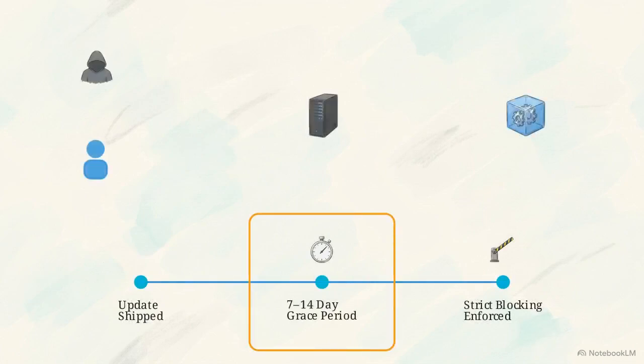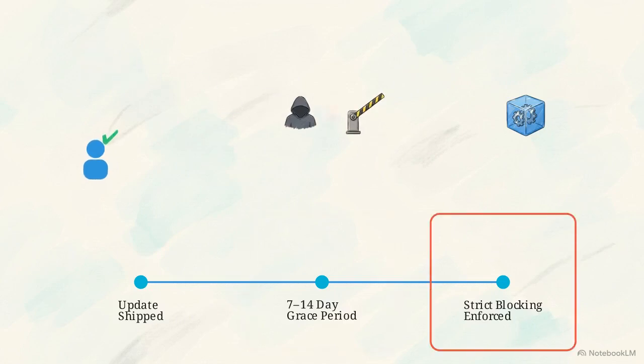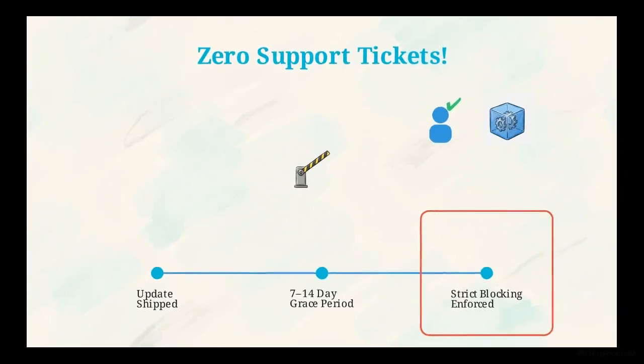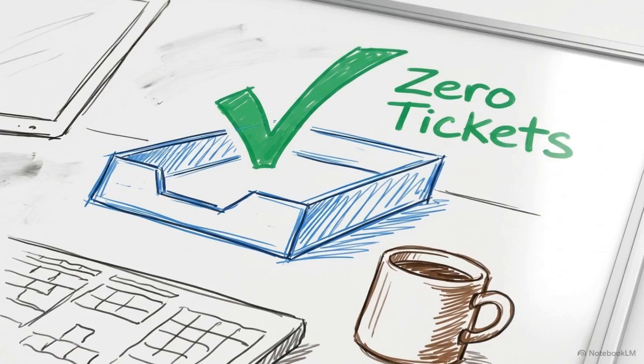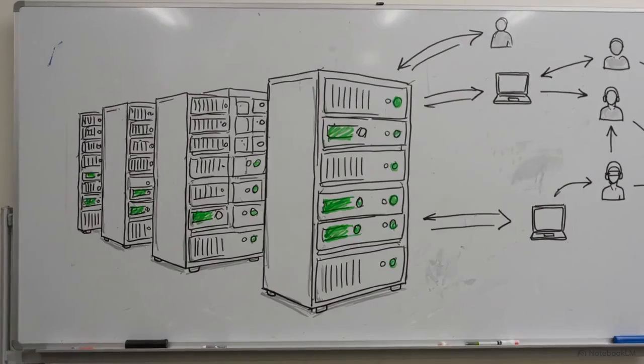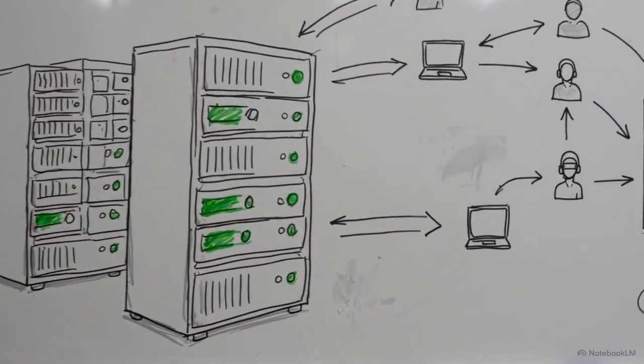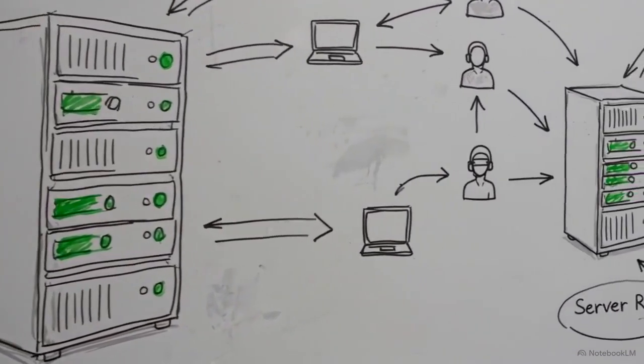Deploy a grace period strategy. Ship the updated EA to log warnings for 7 to 14 days without actually blocking execution. This phased window isolates unauthorized copies while giving legitimate users ample time to activate. It keeps your support tickets to an absolute minimum. True algorithmic protection is about implementing a professional architecture that allows your trading software business to confidently scale.